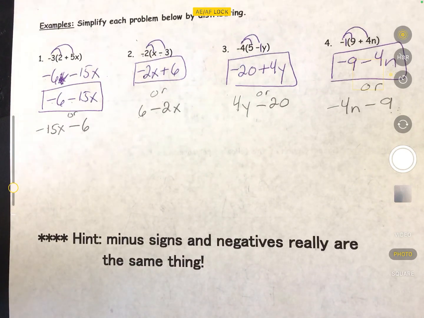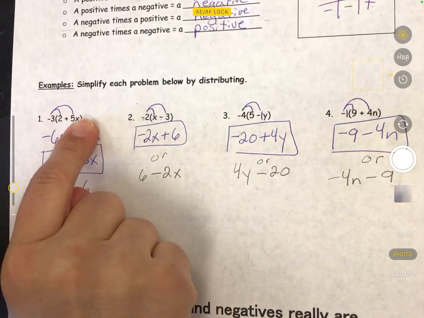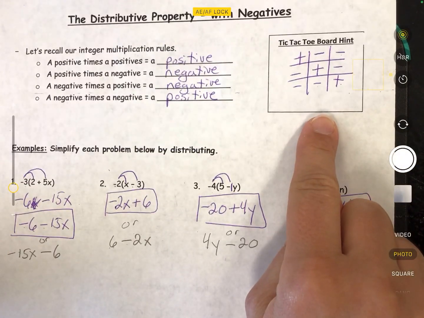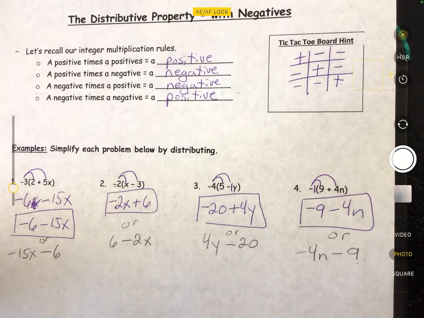Make sure you are rewriting the problems, you are distributing and watching your negative signs. Negative times a negative is a positive. Negative times a positive is a negative. Negatives work as minuses, positives work as pluses.